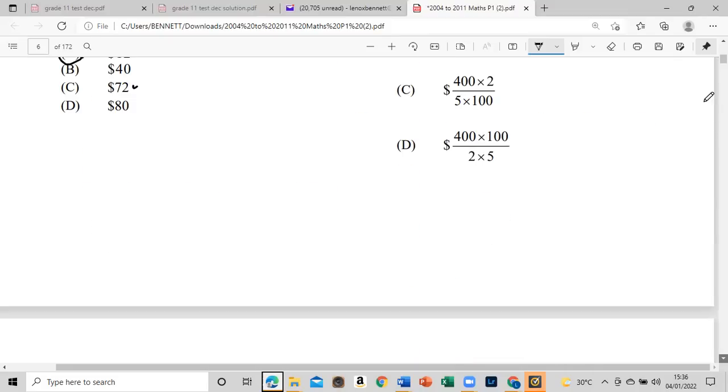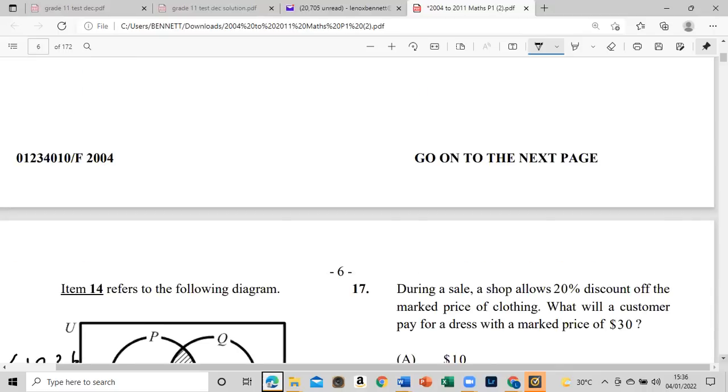Let's move on to 17. As you can see, it's a 2004 paper. Here it doesn't matter, the questions repeat. All right.